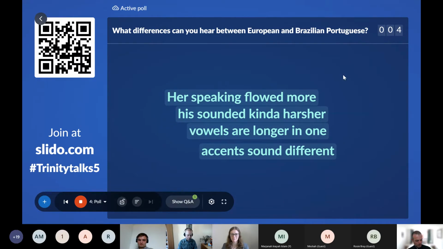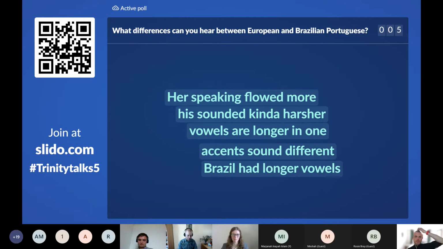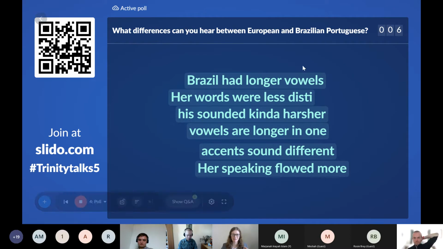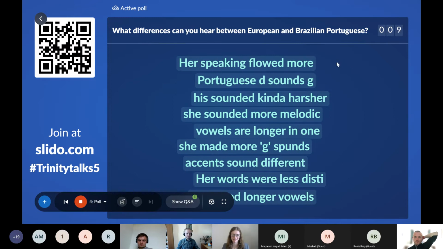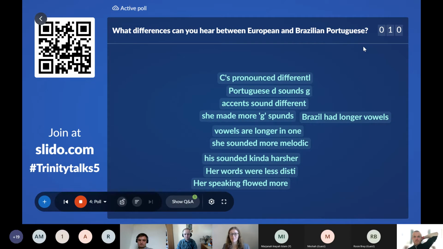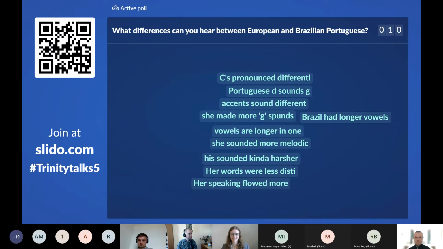So her speaking flowed more. And yeah, the vowels are longer in one. Yeah, Brazil had longer vowels. But the European speaker, his sounded kind of harsher. She sounded more melodic. Yeah, all of these are things that people often notice about the two varieties of Portuguese. And yeah, Portuguese "de" sounds "j". That's a really good point, whoever noticed that. So in Brazilian Portuguese, instead of saying "de", you will say "gee". You say the vowel longer and the d sound is very different.